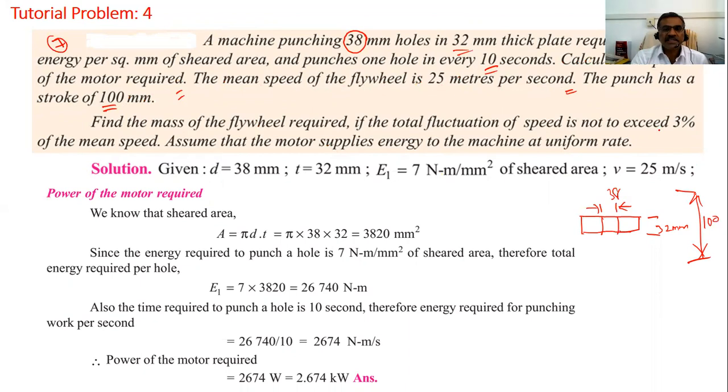Okay. And the CS is also given. It is 3%. And we have to find the power of the motor and the mass of the flywheel. So the first step is to find the area. What is the shear area?